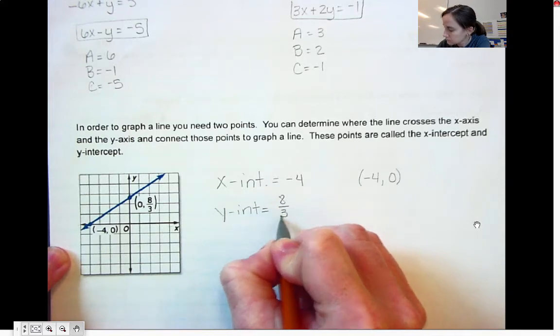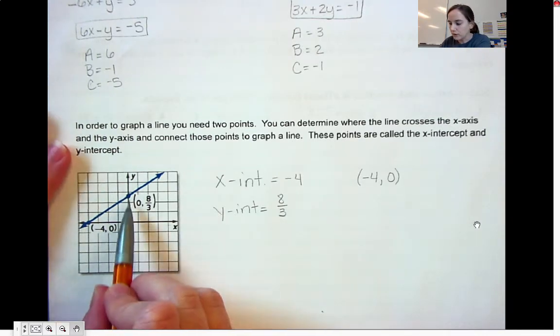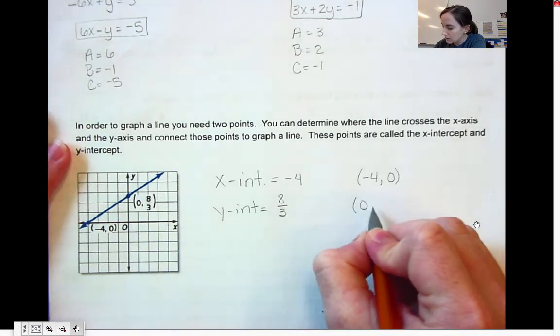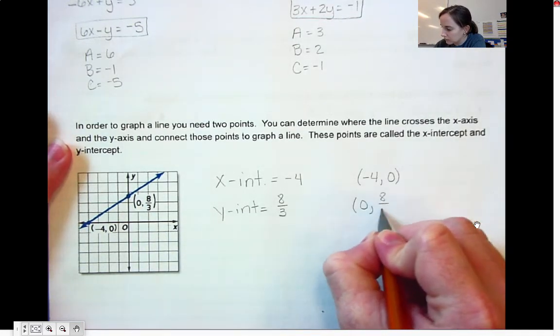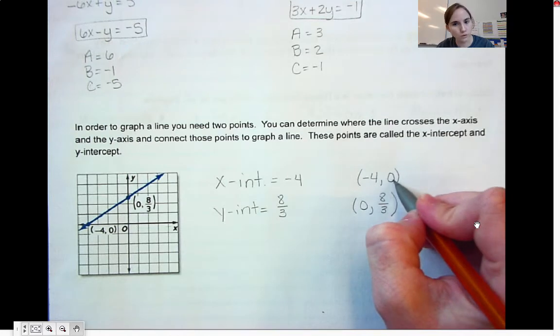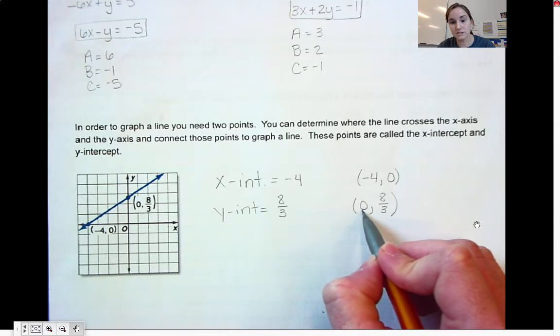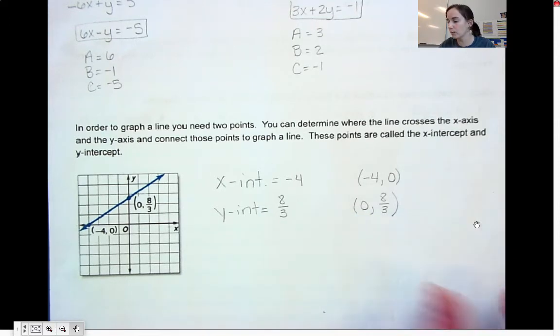8/3. And the point, because we did not move left or right to go anywhere for x, we stayed at 0, and then we moved up 8/3. That point always has 0 as its x value and 8/3. So, to determine the x and y intercepts from a graph, you look at where it crosses that particular axis. The x-intercept will always have 0 as a y value in the point, and the y-intercept will always have 0 as its x value for a point.